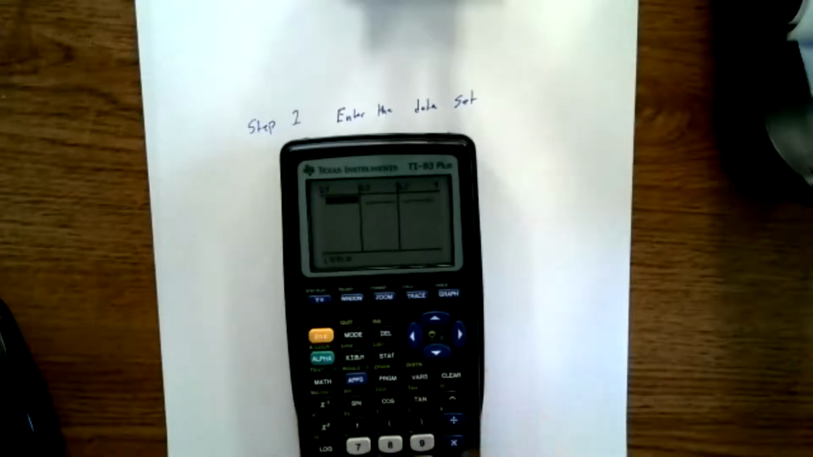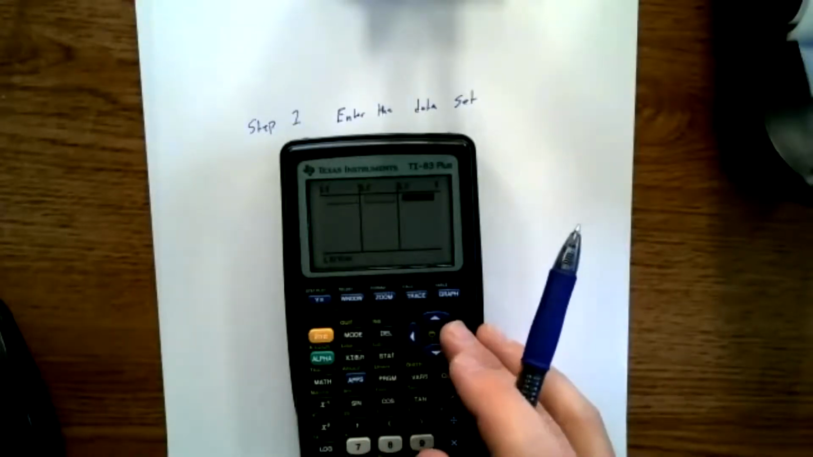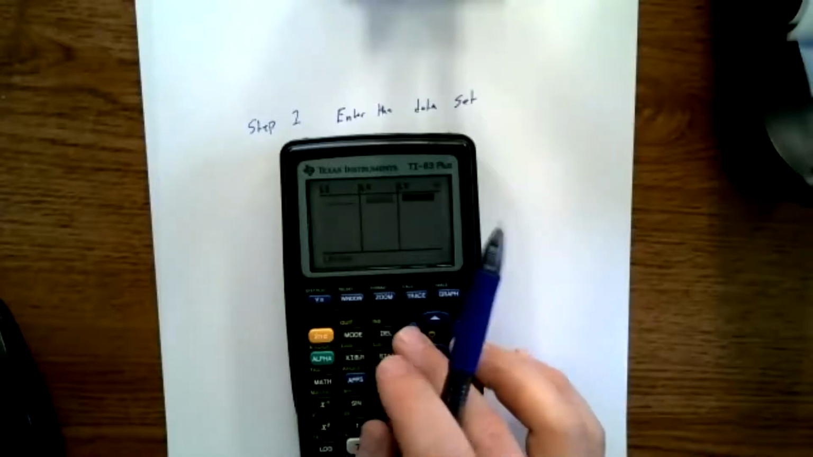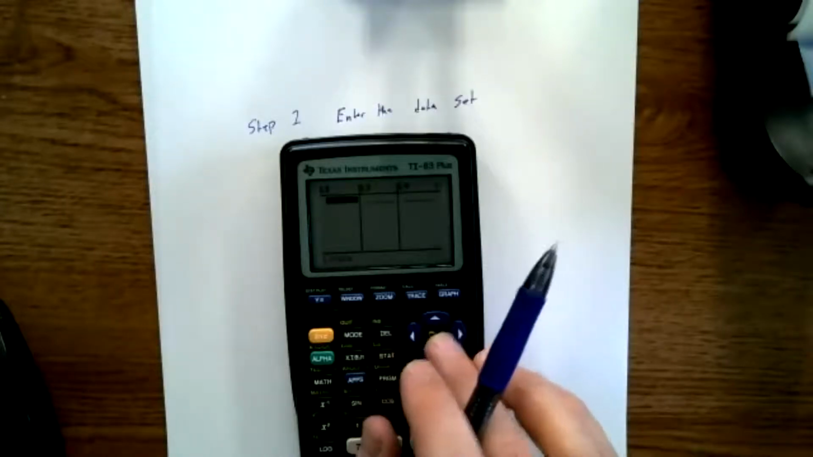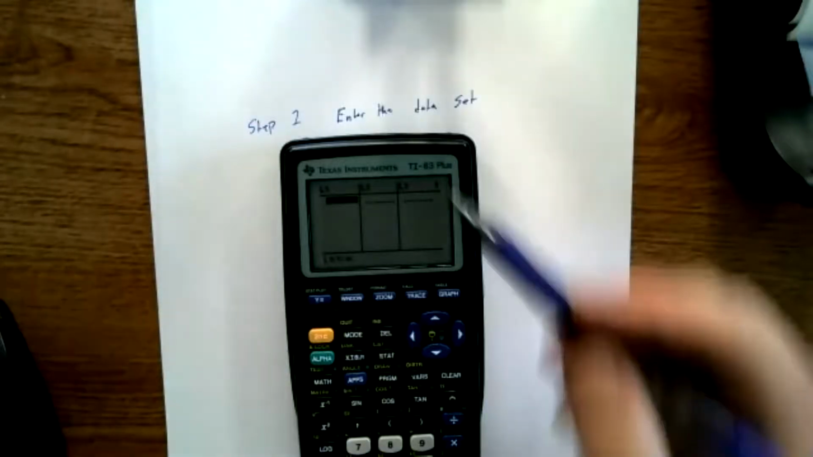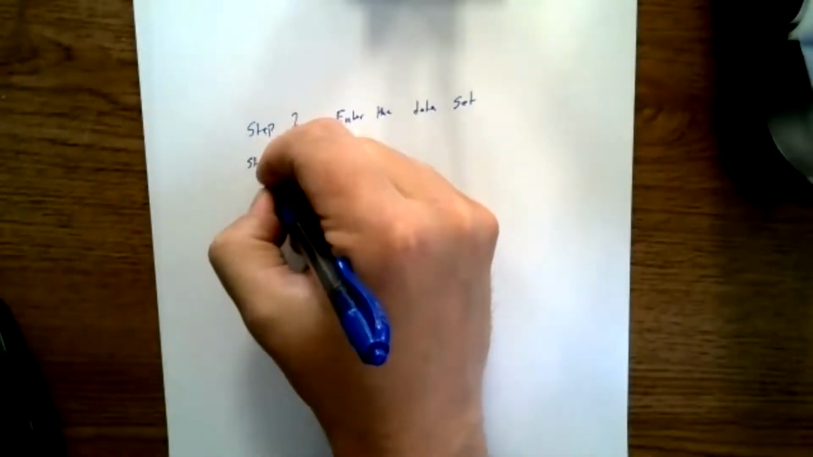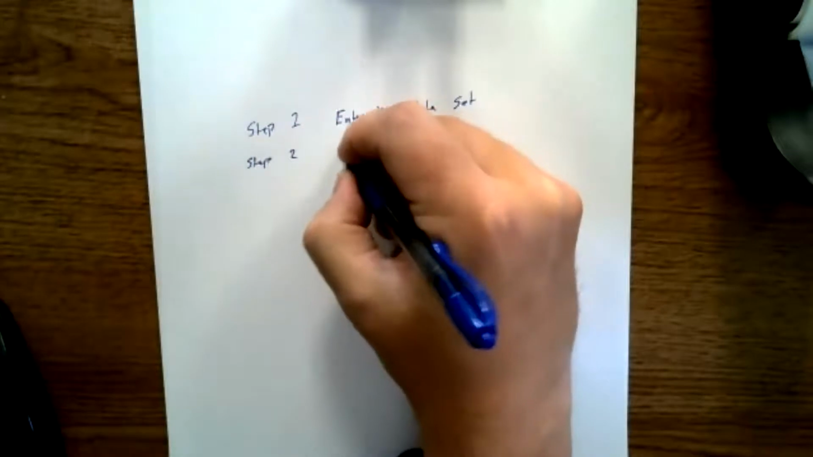You can see that it brings up multiple lists, right? You have L1, L2, L3, L4. I think it goes all the way to 6. Those are just placeholders, those are columns. But we're going to enter the data set. Okay, step 2 is to run the regression.